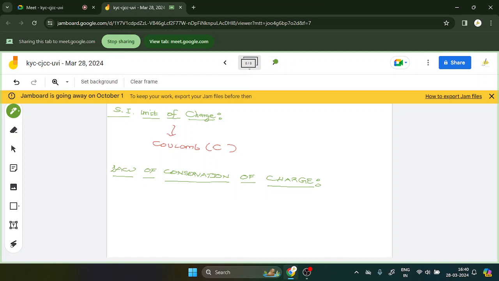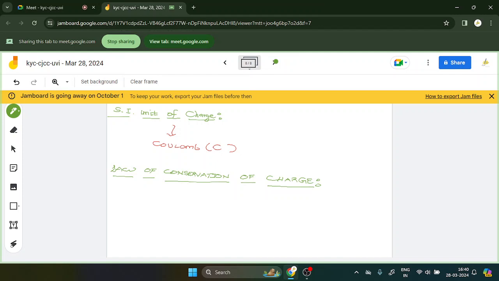Energy is the same. The whole energy of the universe remains constant. Okay, according to the third law of thermodynamics, it is constant. It never changes. It only transforms from one form to another form. In a similar way, there is a law of conservation of charge. According to the law of conservation of charge, charge can neither be created nor be destroyed. The total amount of charge remains constant in an isolated system.